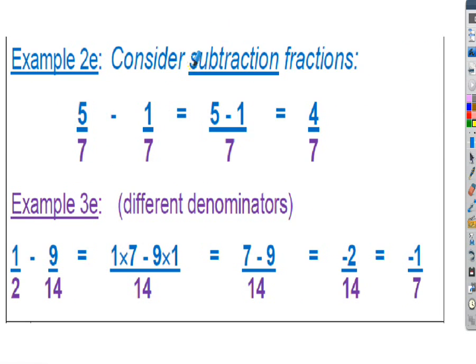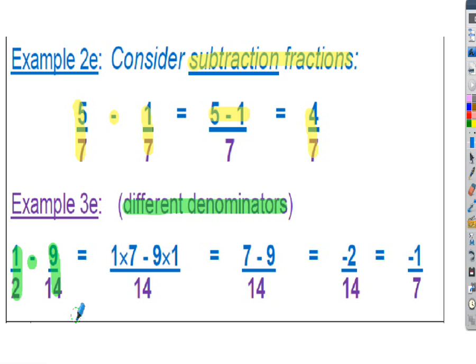Example 2e considers subtraction of fractions. We're given 5 upon 7 and we're subtracting from that 1 upon 7. Again, as the denominators are the same, we simply subtract the numerators. So it's simply 5 subtract the 1 all over 7, so that's 4 upon 7. Example 2e shows a problem where the denominators are different. We've now got 1 upon 2 and we're subtracting from that 9 upon 14.